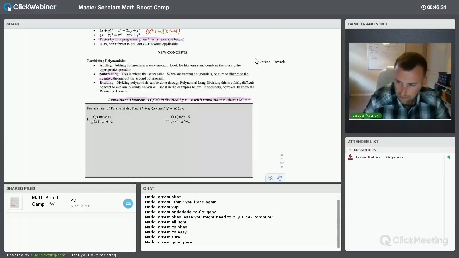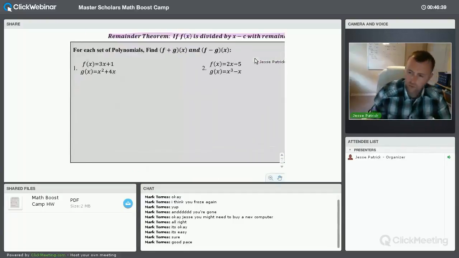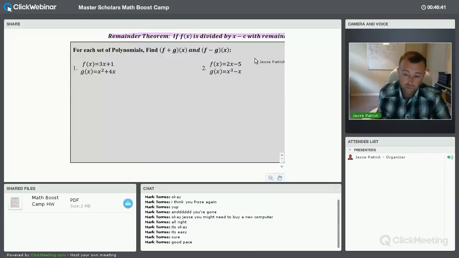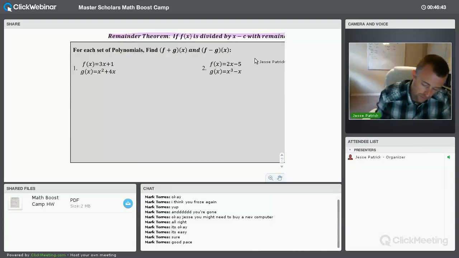It's very easy, but you may not know it at this point. We'll go over that. Okay, so those are all the concepts you'll have to do. Notice some of them are the same, some are new. So let's get started with it.